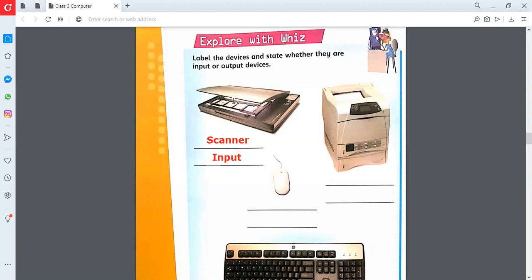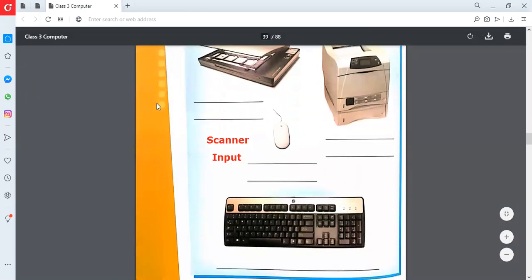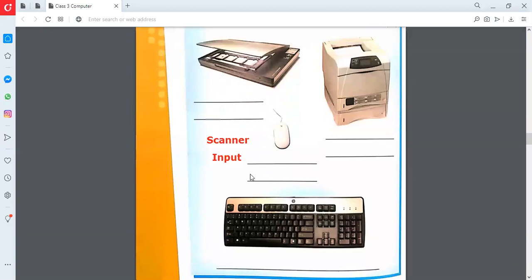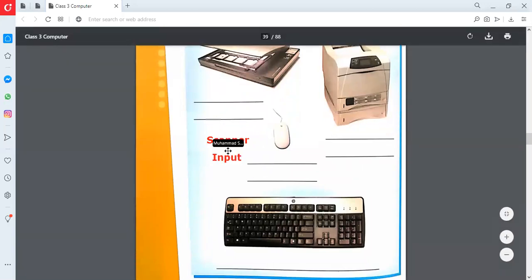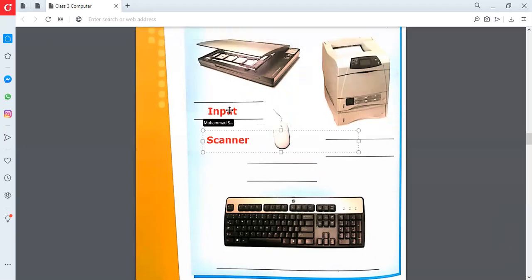Now we are moving towards the next one. The next one is easy. Let me fix the page. Wait for a second. So the scanner is there and it's an input device. What about the next one? The next one is this device. There are some buttons on it. It's very easy, this device. Everybody should give the answer for this one.